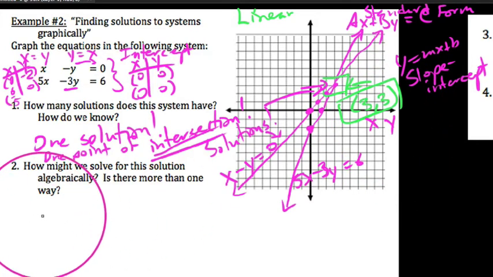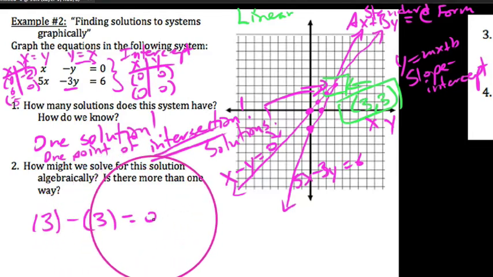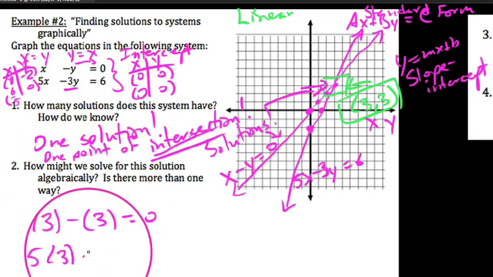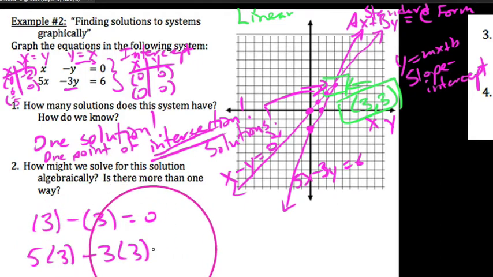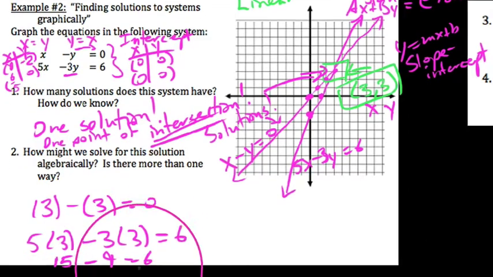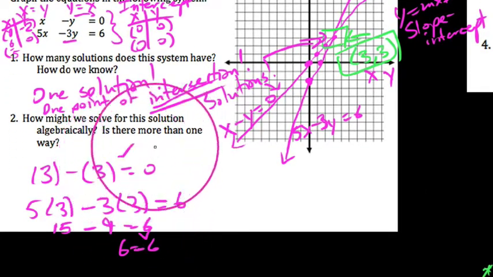If I plug in 3, so for instance x is 3 and y is 3 in the first equation, 3 minus 3 is 0. Then if I plug these into the second equation, I get 5 times 3 minus 3 times 3 equals 6. We can check this: 15 minus 9 equals 6, and 6 equals 6. So this checks out on both equations. When we talk about solutions, we're really talking about finding points of intersection on their graph.